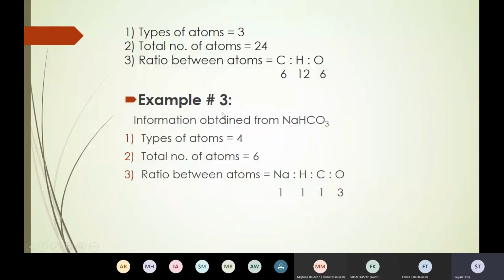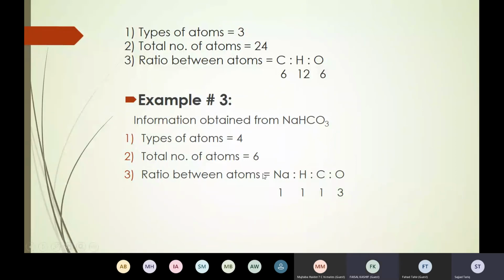Yes. Okay, example number 3. Now same thing is there. Information obtained from NaHCO3. Types of atoms are 4 because now we can calculate 1 sodium, 1 hydrogen, 1 carbon and 3 oxygen. So kinds of atoms are 4. Total number of atoms are 6. How? 3 for oxygen, 3, 4, 5 and 6. Are you getting the idea, boys? Yes, sir, it's simple and easy.